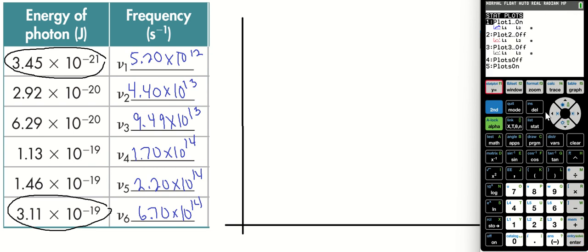Hit that stat plot. Everything looks good. Graph. And then let's zoom into the stat. What is this last line here? 1, 2, 3, 4, 5, 6. Why is it so far out? Let's do that last one again.